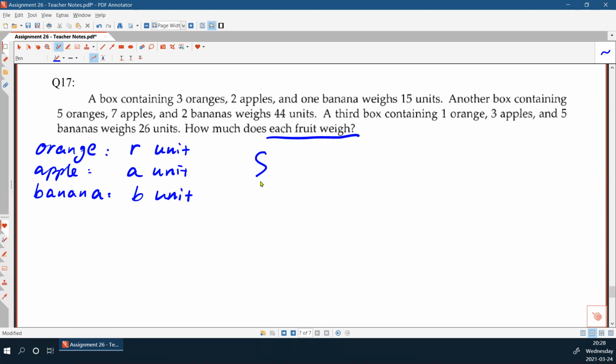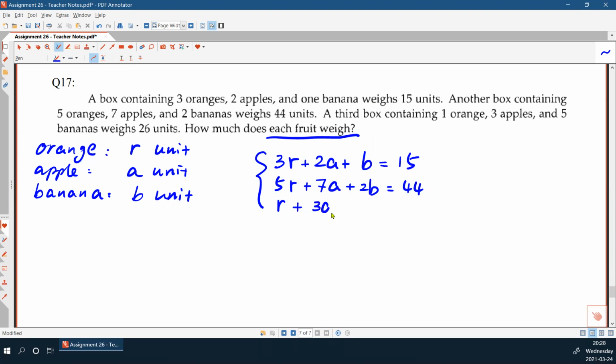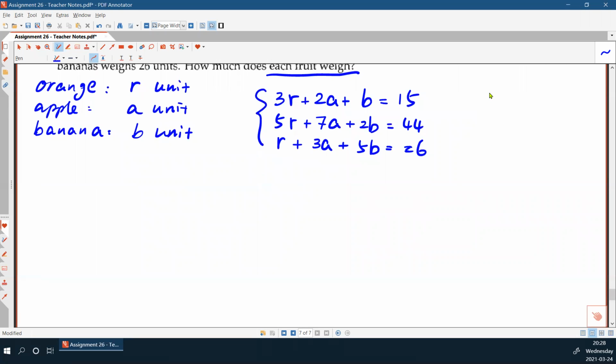So what information do we have here? First, we know that 3 oranges plus 2 apples plus 1 banana equals 15 units. Next, we also know 5 oranges plus 7 apples plus 2 bananas equals 54 units, right? Next, we know 1 orange plus 3 apples plus 5 bananas equals 26 units, right? So now we have 3 variables and 3 equations. We should be able to find the value of each variable, right?